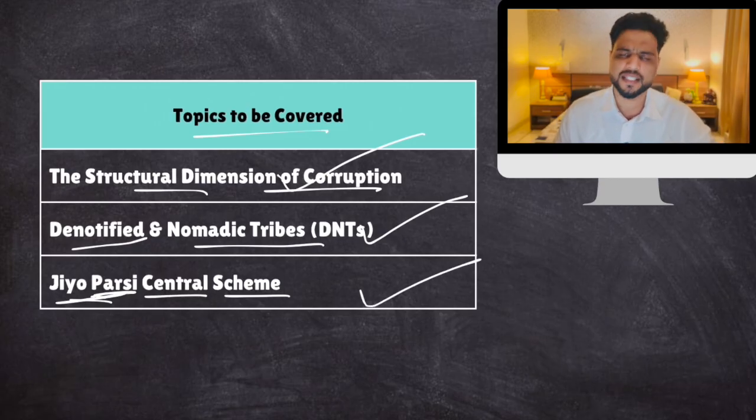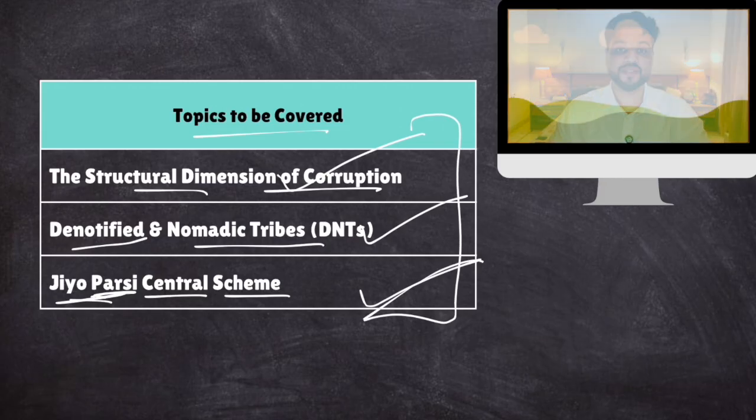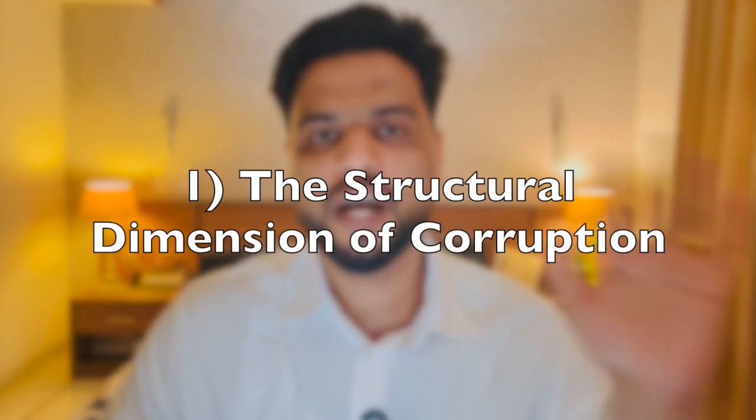Okay, so what is this scheme? What developments have been made in this scheme? New developments. We'll talk about all these things. So these are the three news items that we shall zero in our attention on. So let's start discussing them one by one. Starting with topic number 1, and that is structural dimension of corruption.